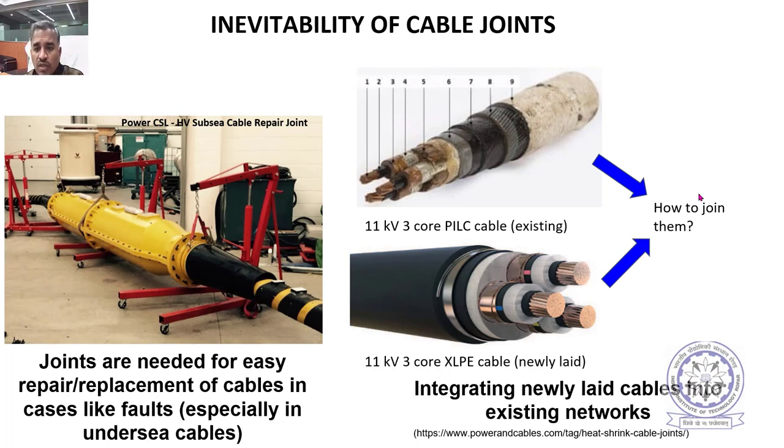So, this is an existing old cable, say a paper insulated cable, and then it has to be joined with an XLPE cable, the modern cable. So, how to join these two different types of cables? A transition joint, the joint named as transition joint, is to be used for this. We'll see soon what it is. Integrating newly laid cables into existing networks is also a need where a joint is inevitable.